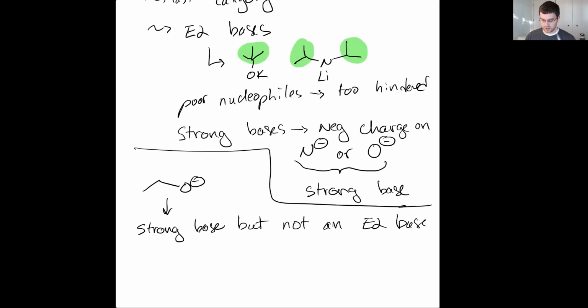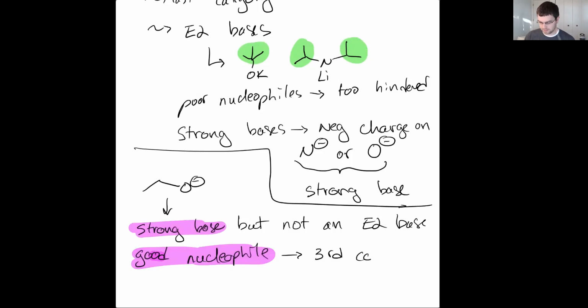Here, this is a strong base, but it's a good nucleophile. We won't worry about medium nucleophiles or something like that. We're going to try to keep it as black and white as we can. Just using this chart is already impressive enough. So this would be an example of a strong base and a good nucleophile, and that would be the third column from the left.